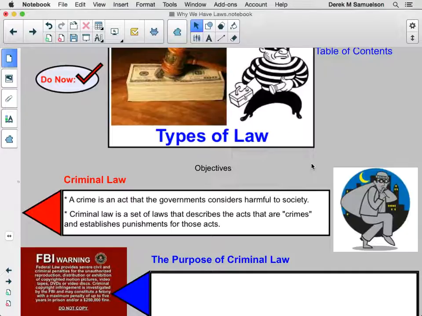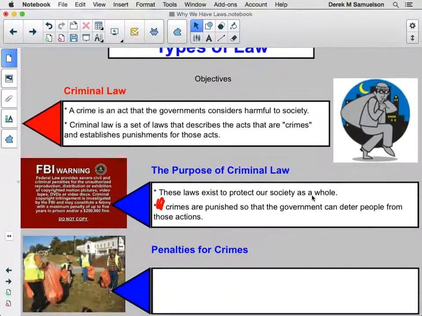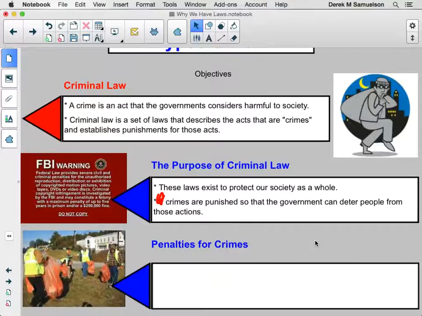So if the government finds it to be harmful to society, it's a crime and will be punished by our government. Now, the purpose of criminal law isn't the punishment side of it. It's the protection aspect that we talked about a couple of lessons ago. Laws exist to protect our society.